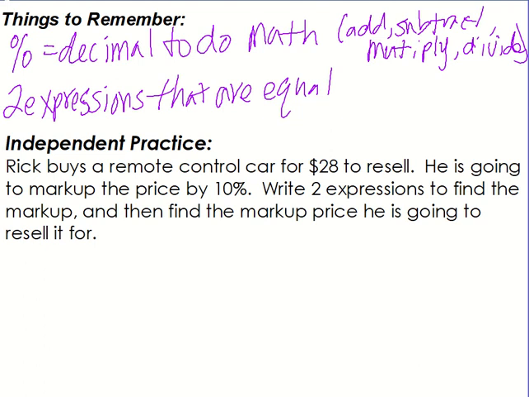Okay, so your independent practice is just one problem. Rick buys a remote control car for $28 to resell. He's going to mark up the price by 10%. So the first thing you're going to do is write your two expressions just like we did. And then you're going to find the markup price he's going to resell it.